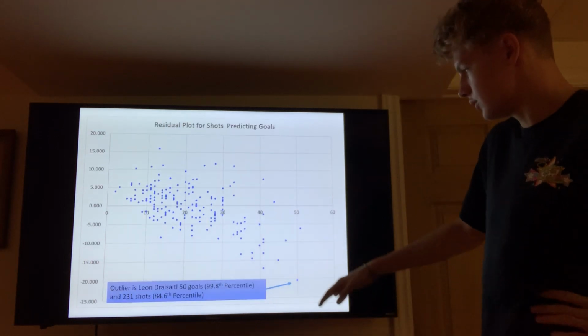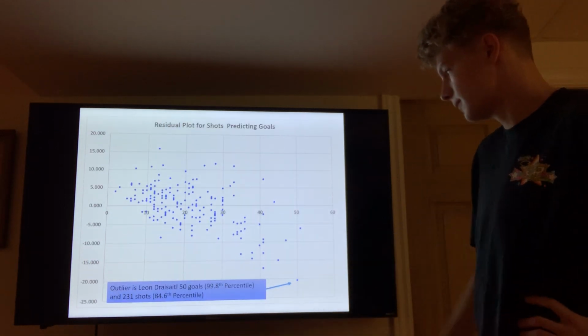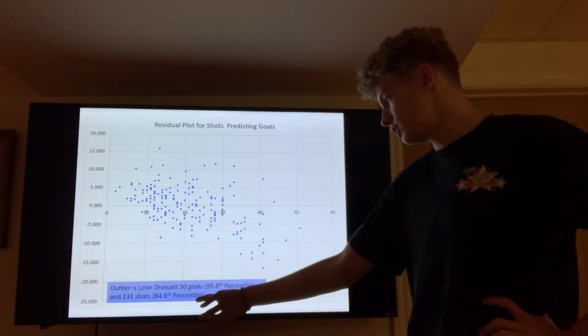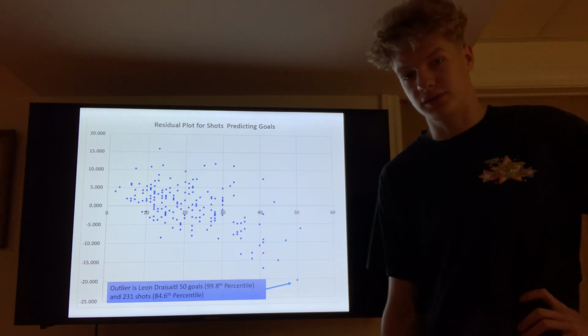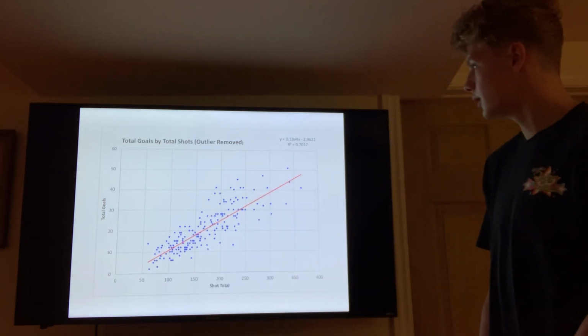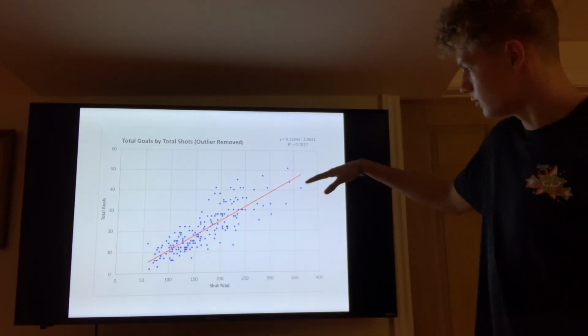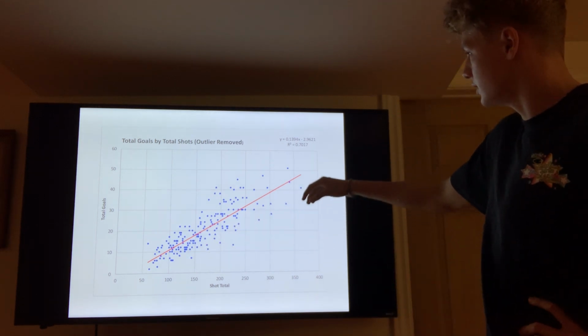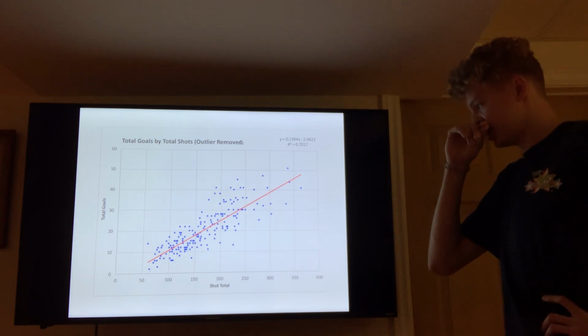Okay, so here's the residual. You can see Draisaitl down here. He had 50 goals, which is the 99th percentile, and he had 231 shots, which is the 84th percentile. So that's why he's an outlier. You can see this is him without outlier removed, or with outlier removed. So no Draisaitl in this, and the R is higher.